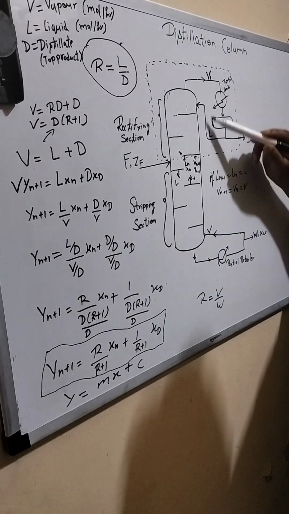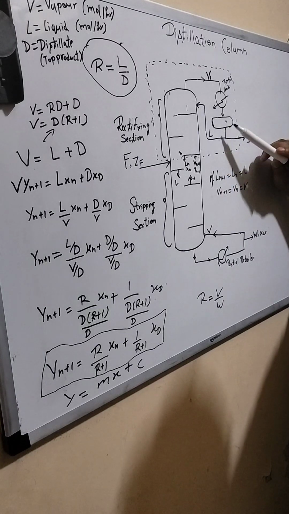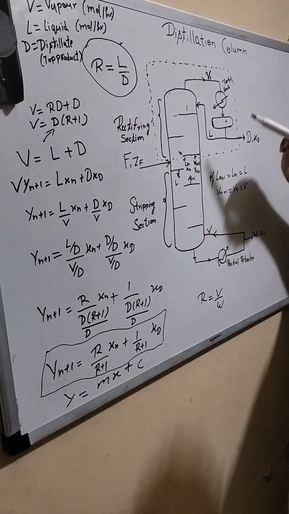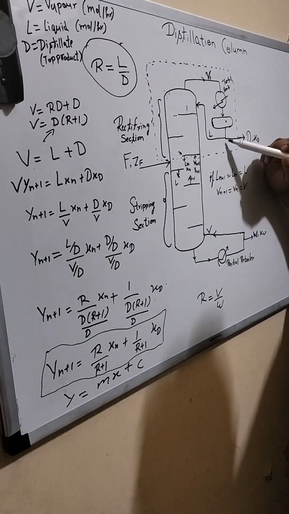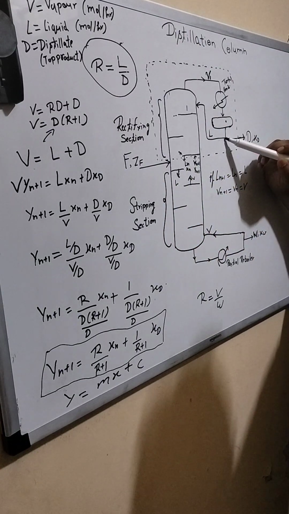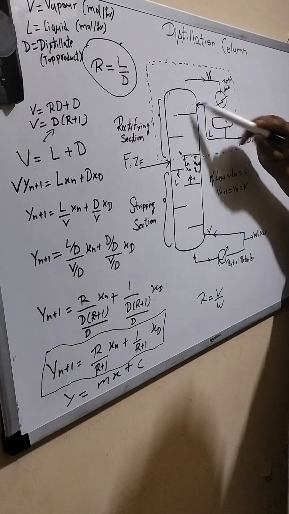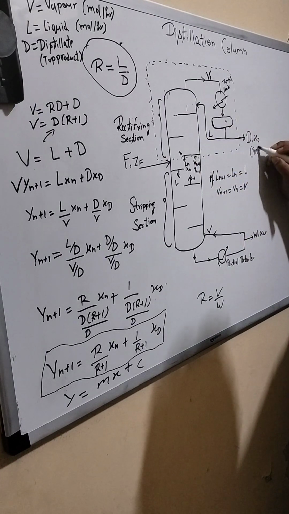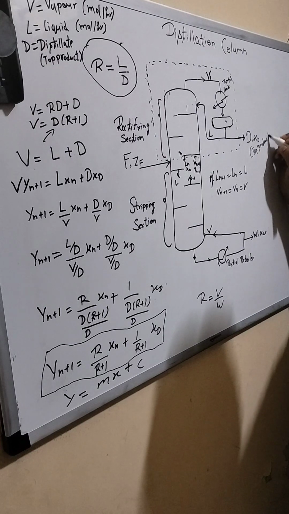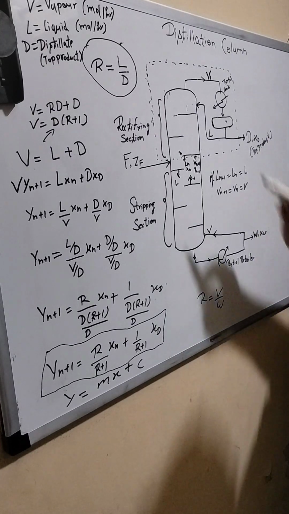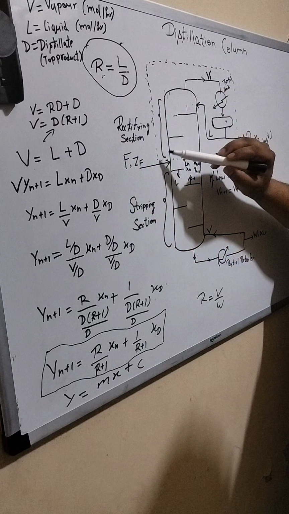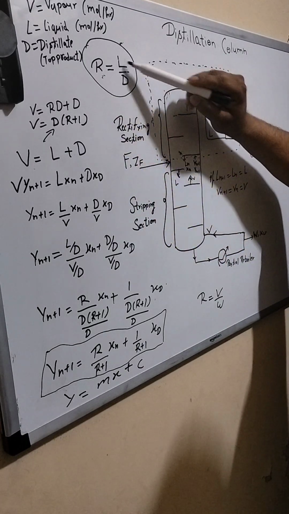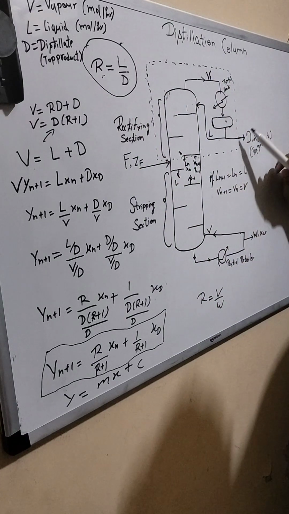We can also define a reflux ratio, R equal to L by D. What is L? Some portion of the distillate which is fed back to the column, divided by the distillate or top product. This is the reflux ratio for the rectifying section, R equal to L by D.